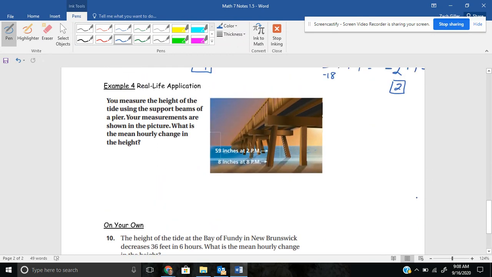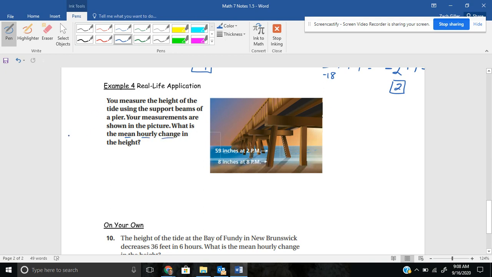It says you measure the height of the tide using the support beams of a pier. So right here would be the support beams on the pier. Here's a support beam, here's a support beam, right? It's holding up this pier. Your measurements are shown in the picture. So at 2 p.m., the tide is at 59 inches, and at 8 p.m., the tide is at 8 inches. What is the mean hourly change?